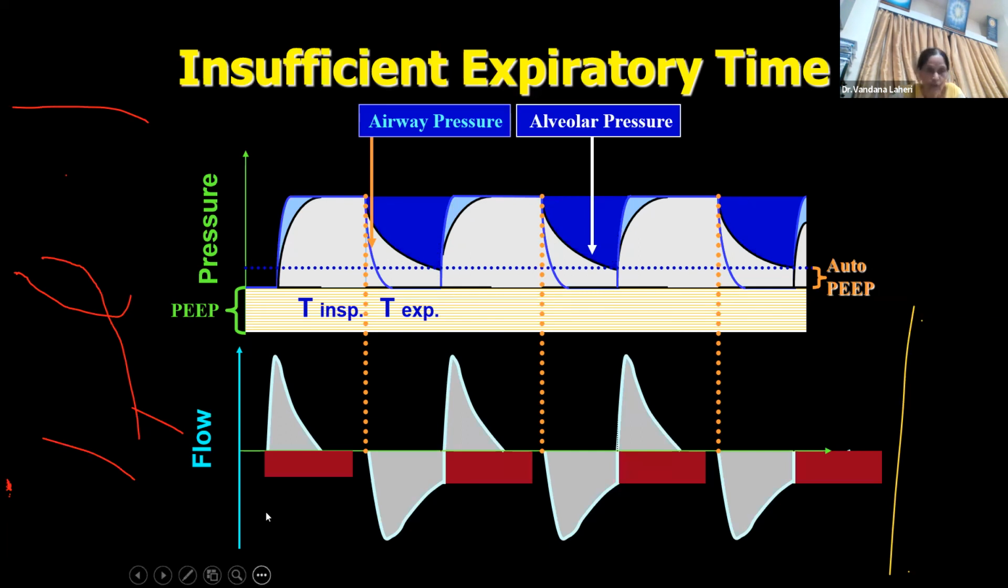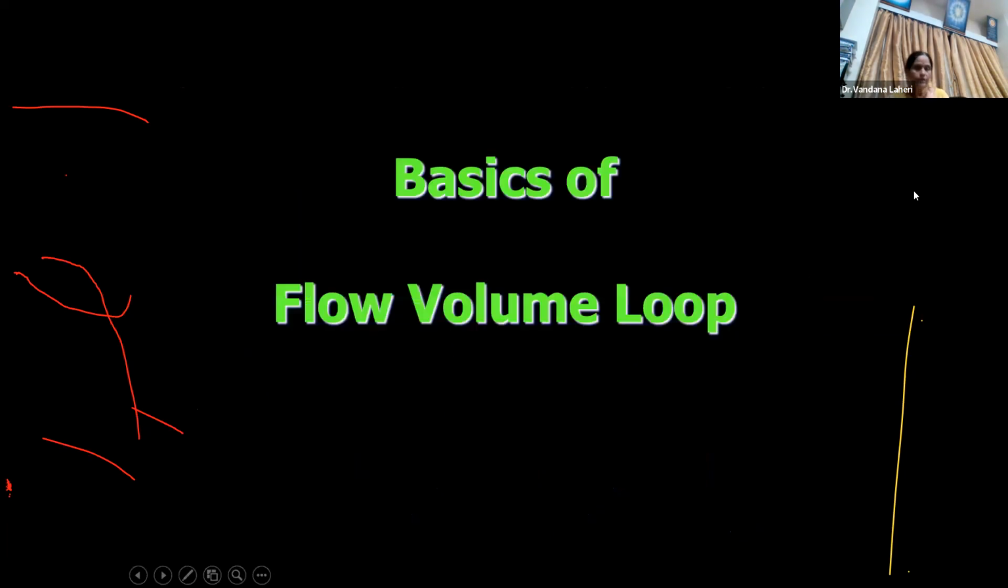If you look at the flow graphic, can you see here? Before the flow falls to zero, the next breath begins. This is inspiration, this is expiration. That means the flow is not allowed to fall to zero. The flow would have fallen to zero here. Before that, the next inspiration begins. So looking at the graphic, you can adjust your inspiratory time and expiratory time. You will know whether inspiratory time is enough or not enough, expiratory time is enough or not enough. And autopeep you can see on the graphics. So this is insufficient expiratory time, which you can make out on the graphics.